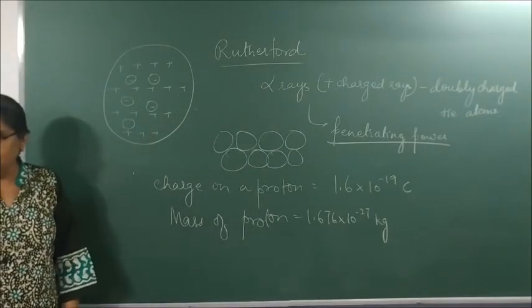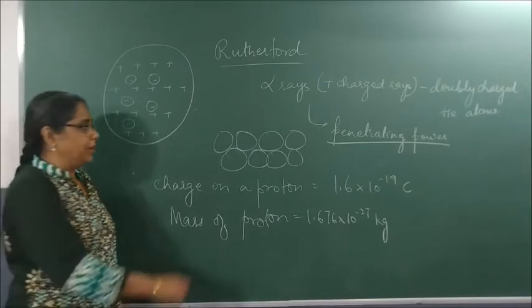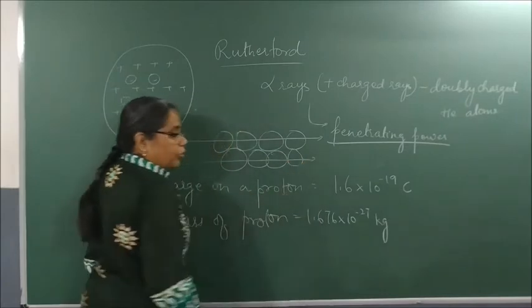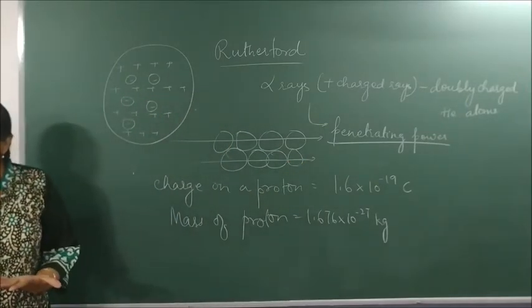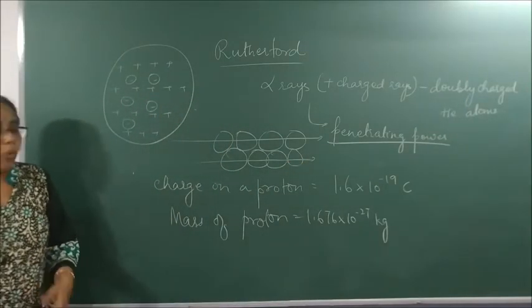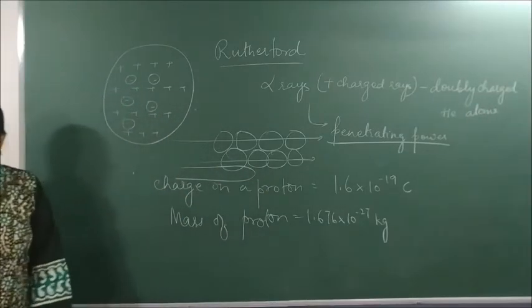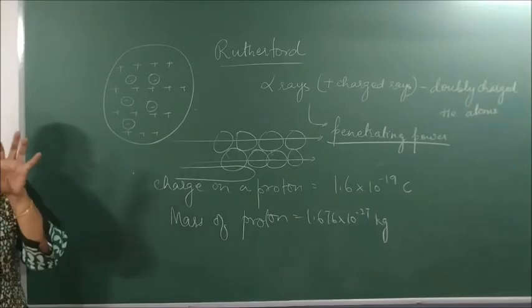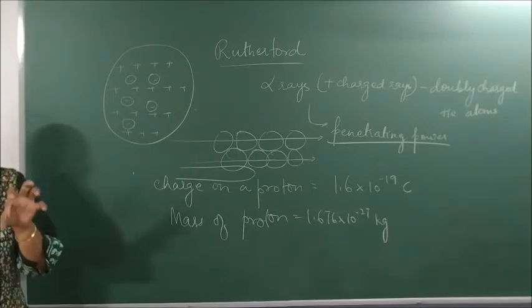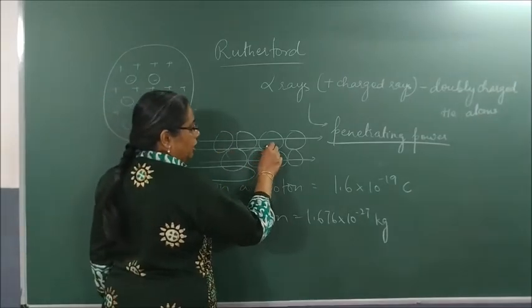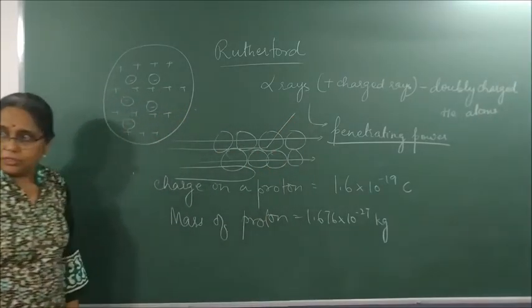Then Rutherford's experiment. What was Rutherford's experiment? Most of the alpha rays went straight, which proves that the atom is hollow. 1 out of a million rays turned back, which proves that it consists of a solid nucleus where all the protons are present. Whenever they met an electron, they got deviated.